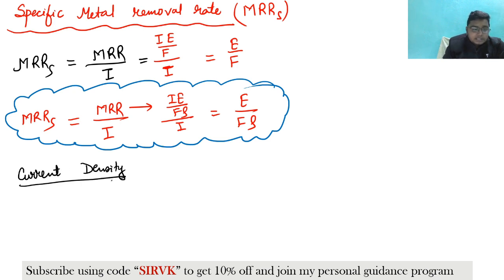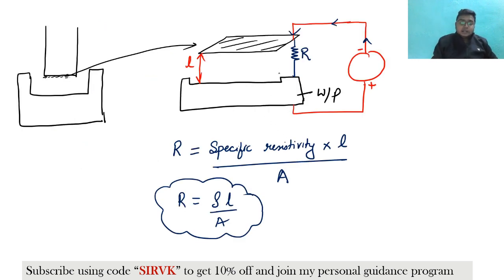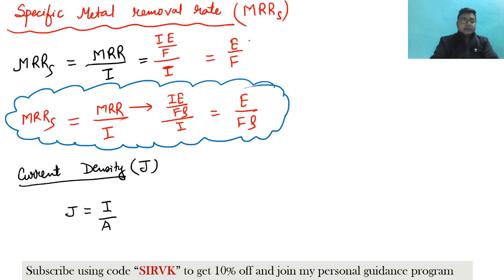So basically this current density, which is denoted by J, is written as I by A. That is, whatever current is flowing in a particular area, how much current is flowing in that area, that is known as current density. Meaning, how densely the current is spread, that is the current density. Clear? I hope you are getting it.